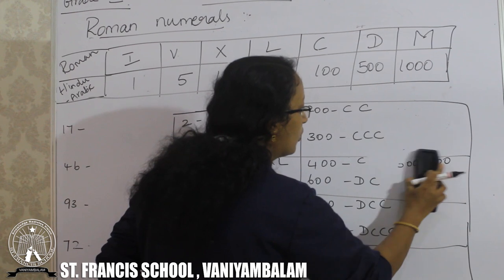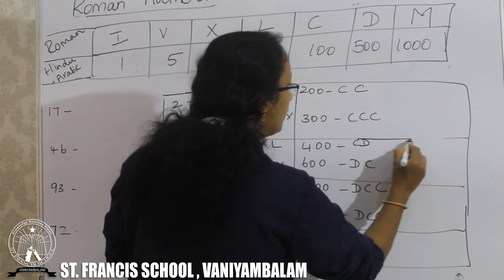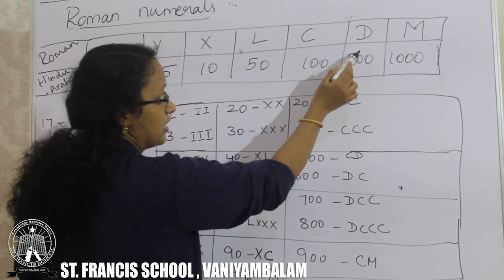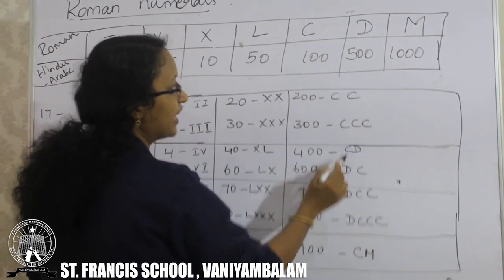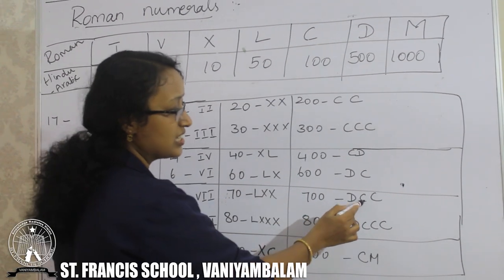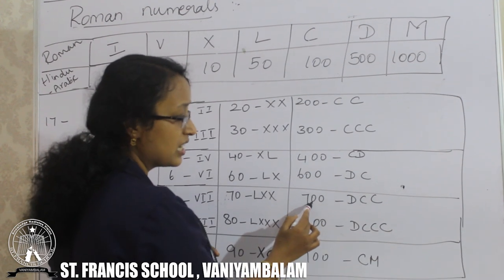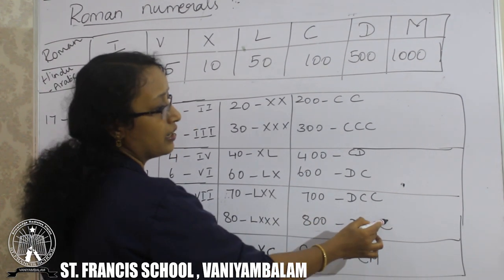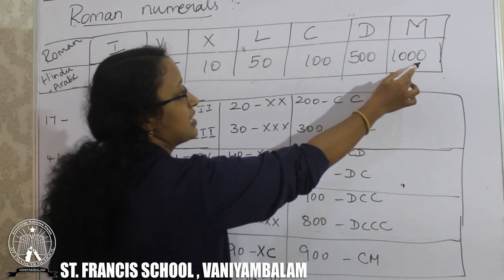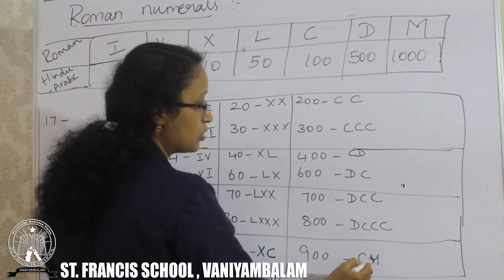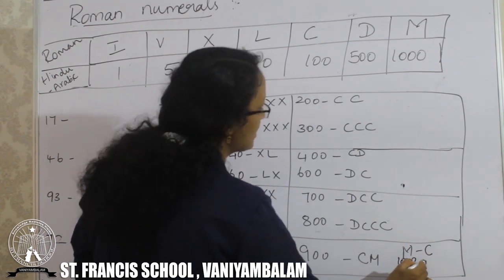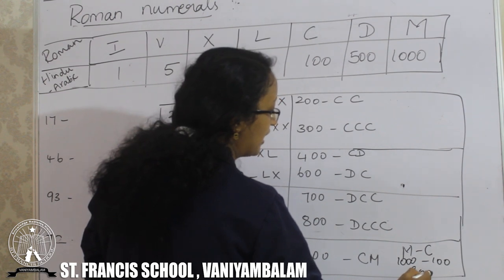Next, 600. What is your 600? D, C. Why D, C? Because C is less than D. Right? Yes. Because 100 is less than 500. So, you can write D, C. 500 plus 100 is 600. Next, D, C, C. 500 plus 100 plus 100, 700. 500 plus 100 plus 100 plus 100 is 800. Next, 900 is your CM because M is greater than C, right? So we are subtracting M minus C. What is your M? 1000. 1000 minus 100 is 900.